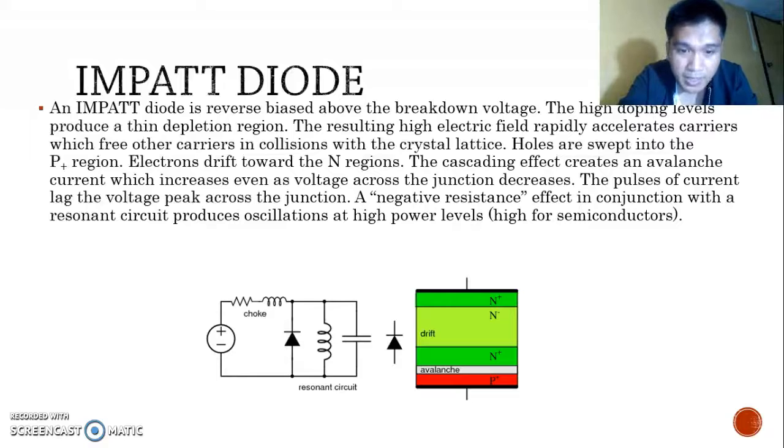So, the resonant circuit in the schematic diagram of the figure is the lumped circuit equivalent of a waveguide section where the impact diode is mounted. DC reverse bias is applied through a choke, which keeps RF from being lost in the bias supply. This may be a section of waveguide known as a bias.